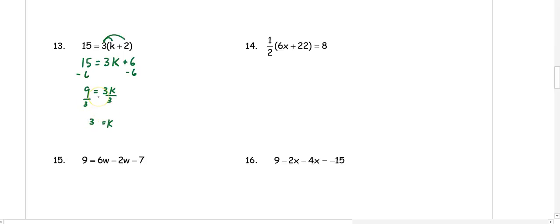and k equals 3. In number 14, again, there's parentheses, so I'm going to distribute 1/2. So what's half of 6x? 3x. What's half of 22? 11. 3x plus 11 equals 8. So to solve for x, there's a number being added, so we're going to subtract the 11 from both sides. 3x equals -3. Then to get x by itself, we're going to divide by 3 on both sides. So x equals -1.